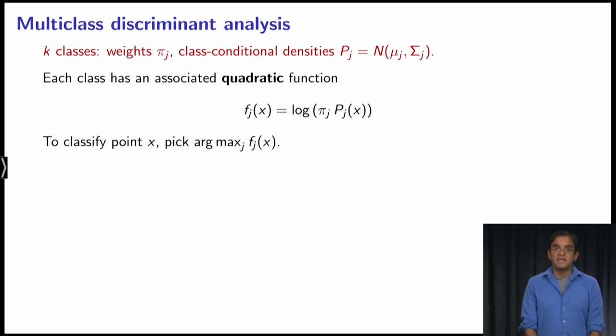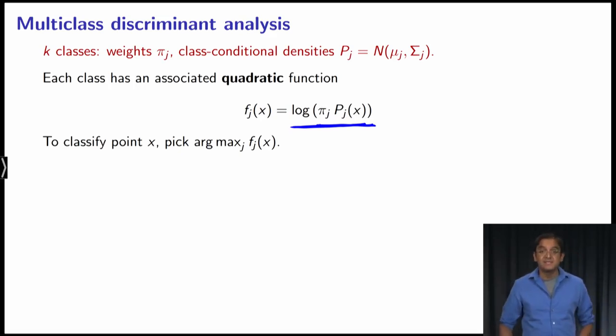So what's our classification rule in this case? When a new point x comes along, we compute pi j times pj of x, okay? And we pick the class j for which this is largest. We can equivalently pick the class j for which the log of this is the largest. That doesn't change the outcome, and it can be a little easier to think of because, as we saw a little earlier, the log of the Gaussian density is a quadratic function.